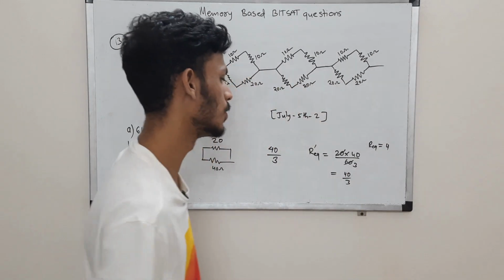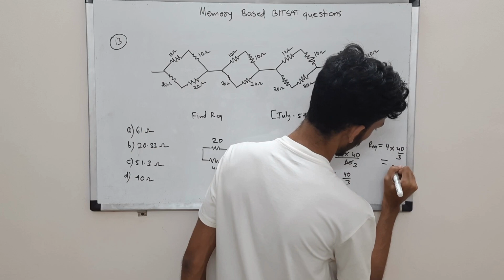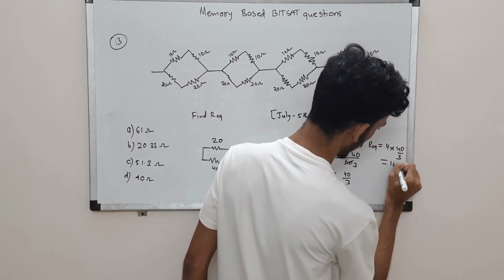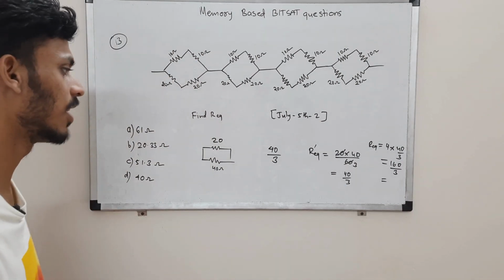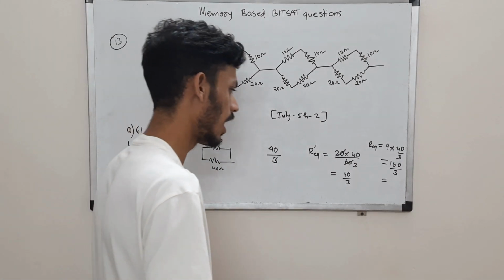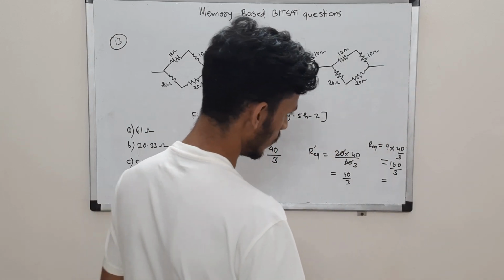This is just for 1 unit. So 4 times of 40 by 3, that will be, I think, 4 4s are 16, 160 by 3, and 50s are 150, right? 150 and 53, I can say 50, 53, no.